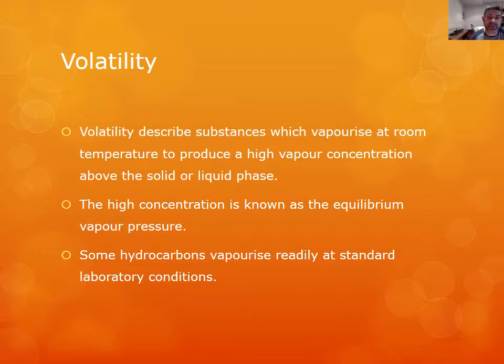Volatility is another term that's important to have a look at. It applies to alkanes as well as alkenes, and it describes substances which vaporize at room temperature to produce a higher vapor concentration above the solid or the liquid phase.